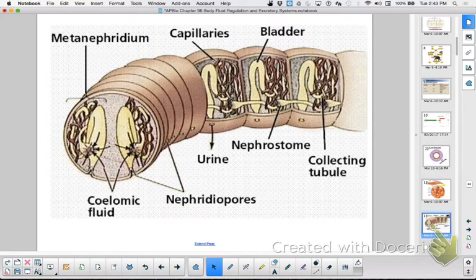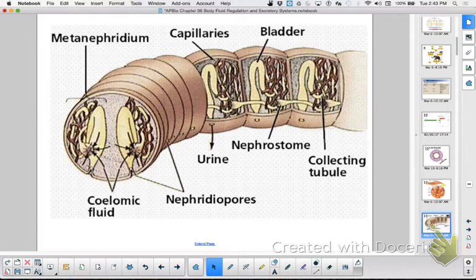A step up, and probably the most similar to us, are the nephridia. Ooh, that sounds an awful lot like ours. What are ours called? Nephrons. Yeah. And this is nephridia. What they have is this nephrostome that's like a vacuum cleaner. Like when you put on a special attachment to do things. And it reaches into the segment in front and picks up any fluid that's in there.